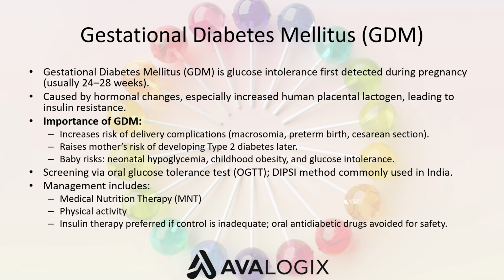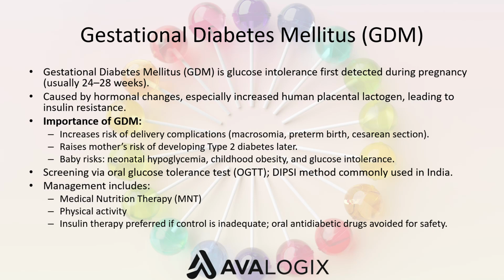Let's now talk about a special form of diabetes that occurs during pregnancy: gestational diabetes. GDM is defined as glucose intolerance that is first detected during pregnancy, typically between 24 to 28 weeks gestation. It occurs because of hormonal changes, such as increased levels of human placental lactogen, that induce insulin resistance. Why is GDM important? It increases risk of complications during delivery, including macrosomia, large baby, preterm birth, and cesarean section.